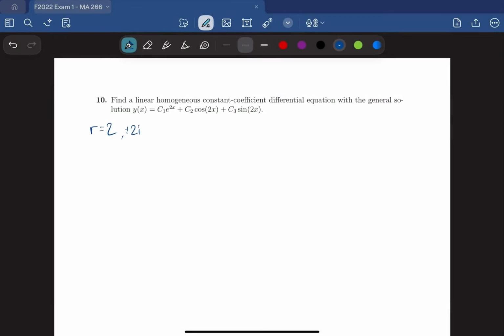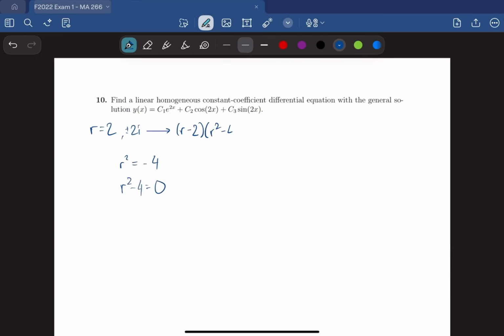Just think about what the characteristic equation would have to look like to give you these roots. And obviously for 2 it would be r minus 2 equals 0, and for plus or minus 2i, it's kind of hard to think about at first, but once you realize, you can just do this. Taking a square root of the negative is going to get you i, and since it's 2, it's going to be 4. So if you work backwards, you're just going to get that.